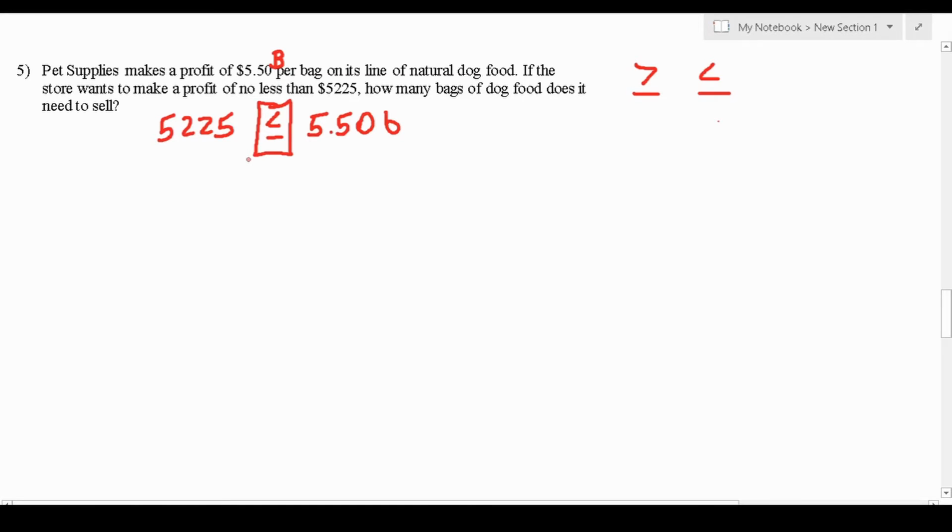So let's go ahead and solve this one. This one, fortunately enough, is pretty straightforward, given that it's a one-step inequality. To get b by itself, we're going to divide both sides by 5.50. This is going to cross out, leaving us with just b. And now we have 5,225 divided by 5.50. So let's do the long division.